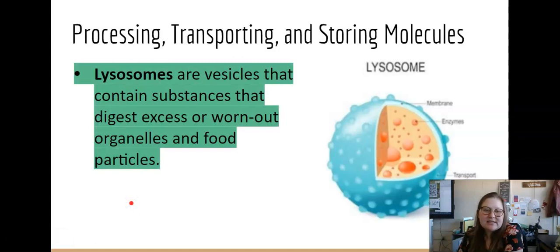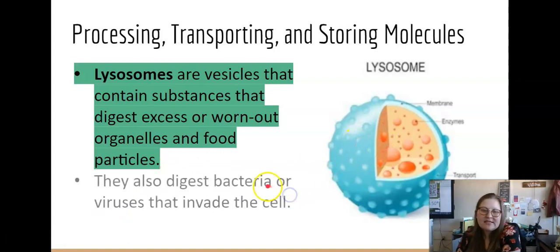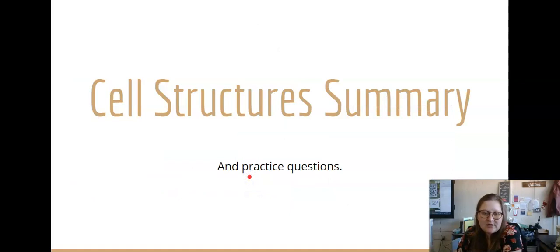Lysosomes are vesicles that contain substances that digest excess or worn out organelles and food particles. So they break everything down. They also digest bacteria or viruses that invade a cell. So if it's a white blood cell, they're going to have a lot of lysosomes because they need to be able to break down all of that bacteria and viruses.